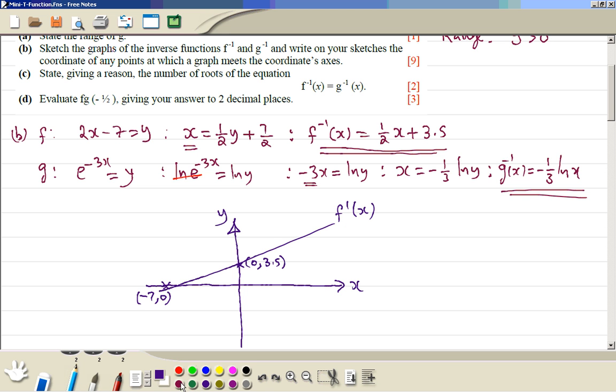For g, the ln graph looks like this. Because you multiply by minus 1/3, the graph changes in the other direction. This point will stay the same, but then the other point becomes like this. So the asymptote is parallel to the y-axis, and it is going to go through this point, which is (1, 0).